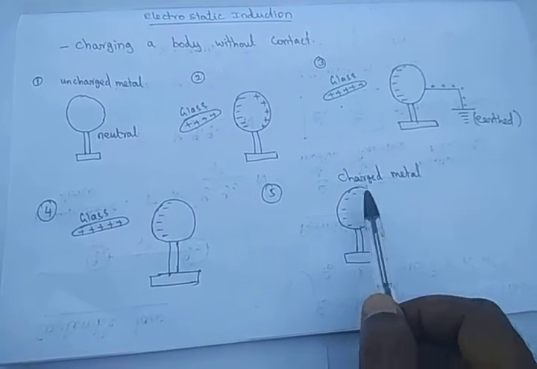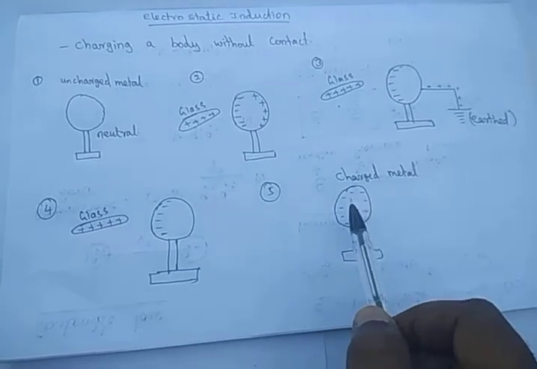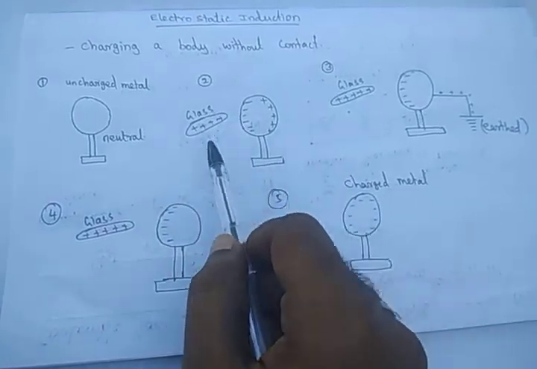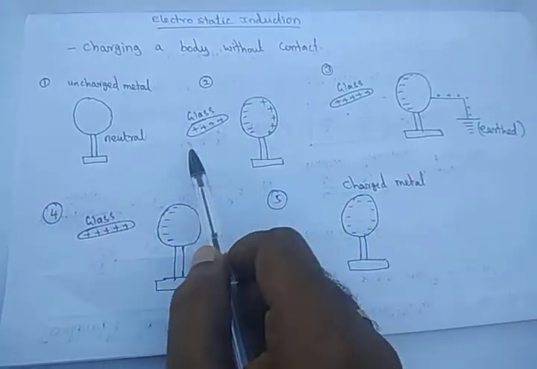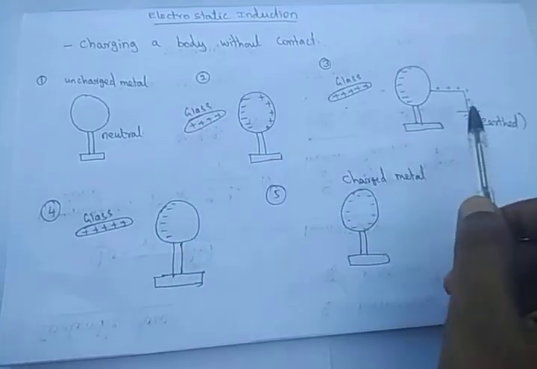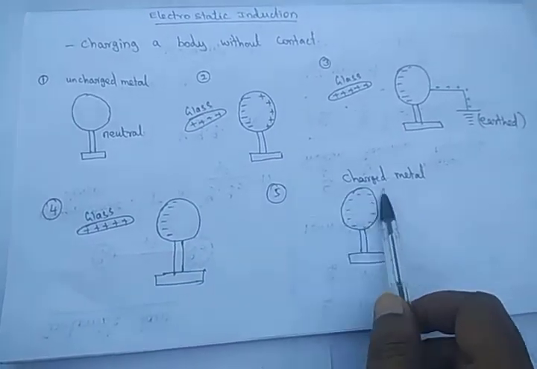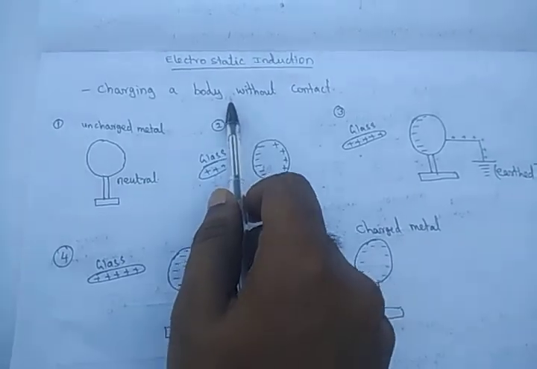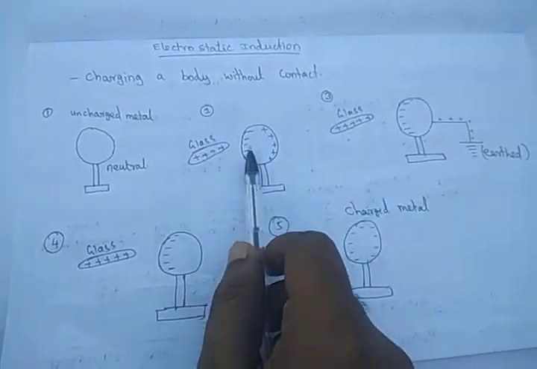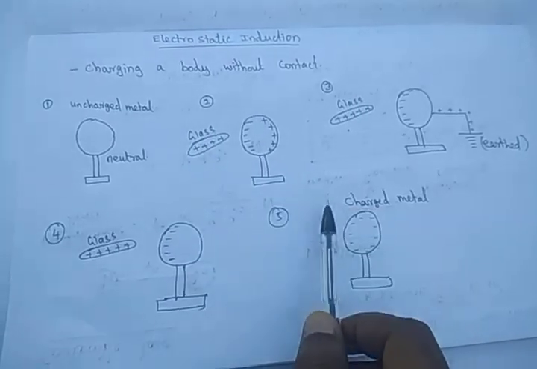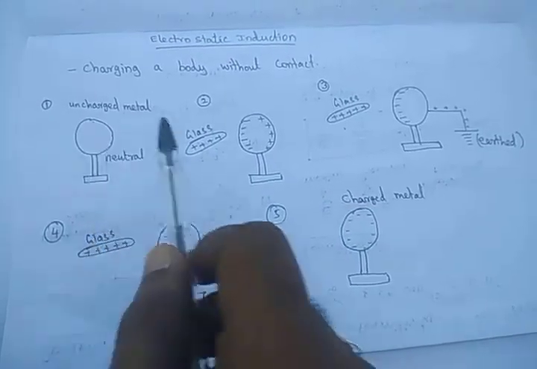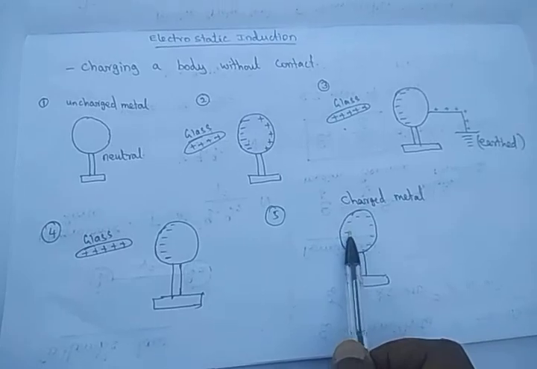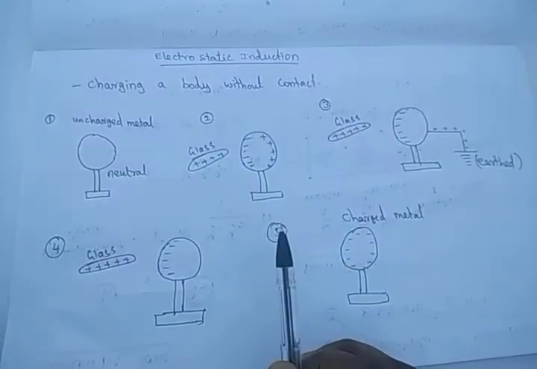We can charge this metal with positive charge also. If you bring a negatively charged rod, or silk or some other thing, the same process is repeated, and finally we get a positively charged metal. Thus, you are charging the body without contact, without touching the body. The uncharged material is charged. That is called electrostatic induction.